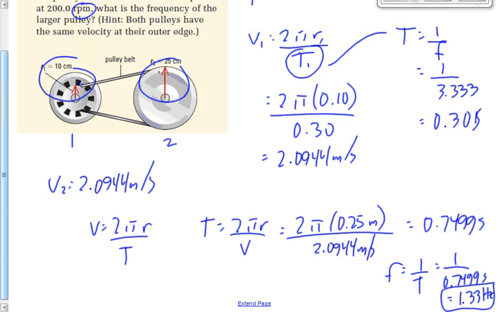1.33 hertz. So the first one is spinning at, what do we find that was? At 3.33 hertz. The second one is spinning at 1.33 hertz. Done. Okay, did you notice how we solved that problem?